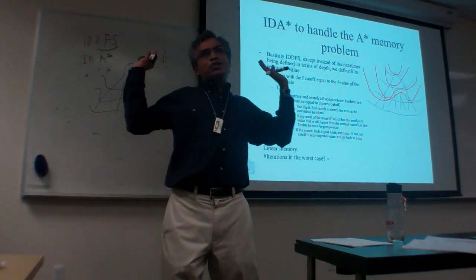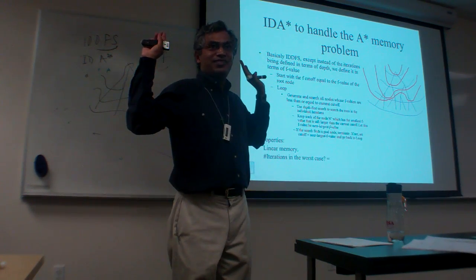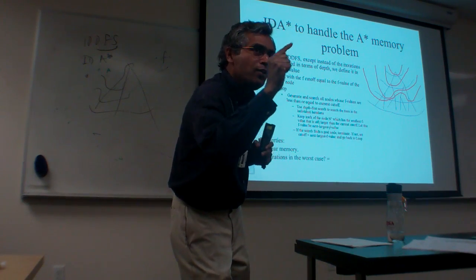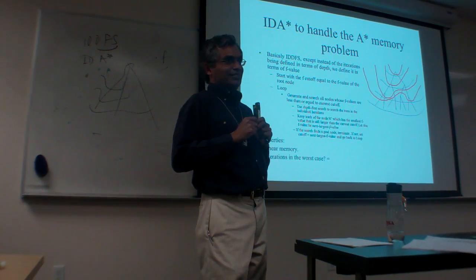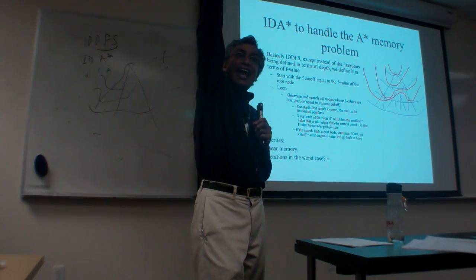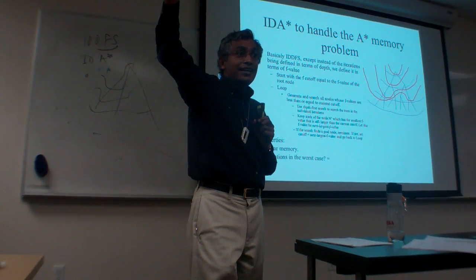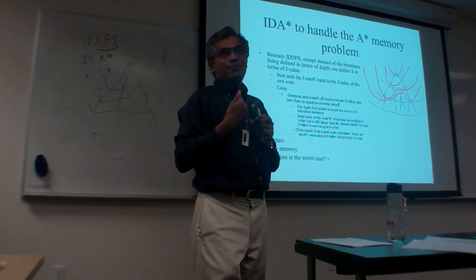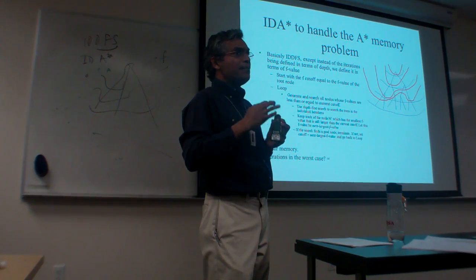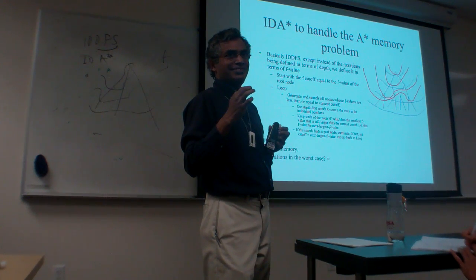Because remember, everybody wants to be unique. If every node has a unique F value, then every time you open the door, one node comes in. Okay? And so you're going to wind up expanding the first guy as many times as there are nodes in the tree. And there are B power D nodes in the tree. So instead of having D iterations, IDA star can do B power D iterations. Not good.